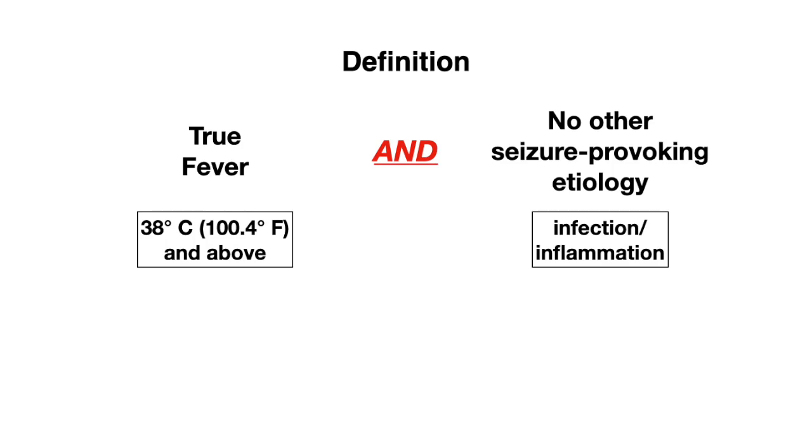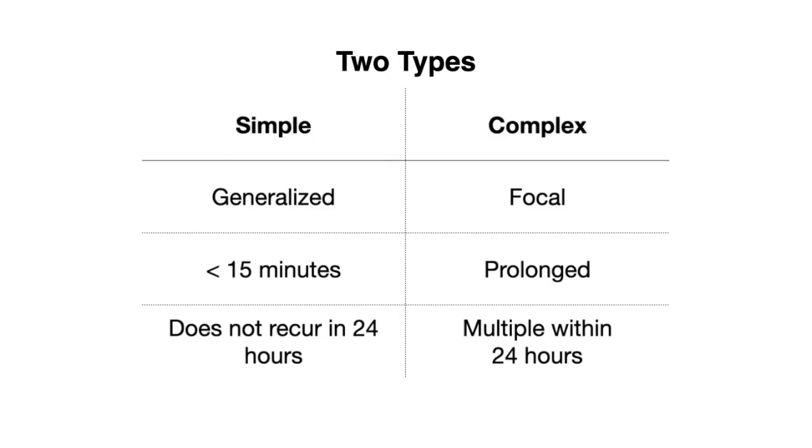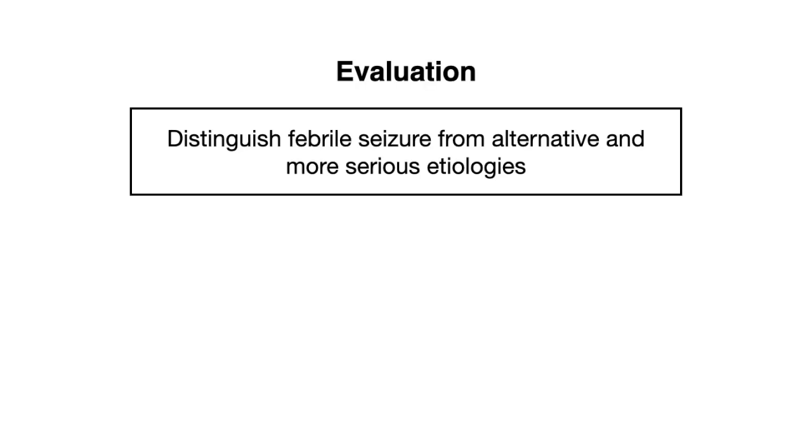The fever here typically occurs in the setting of a viral or bacterial infection, but it is not the infection itself that is the cause of the seizure, it is the fever itself. In contrast, complex febrile seizures are focal, prolonged, and can occur in more than one episode within the first 24 hours.